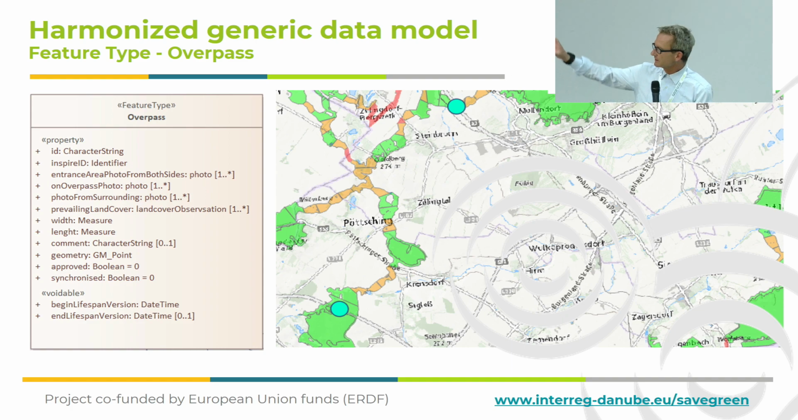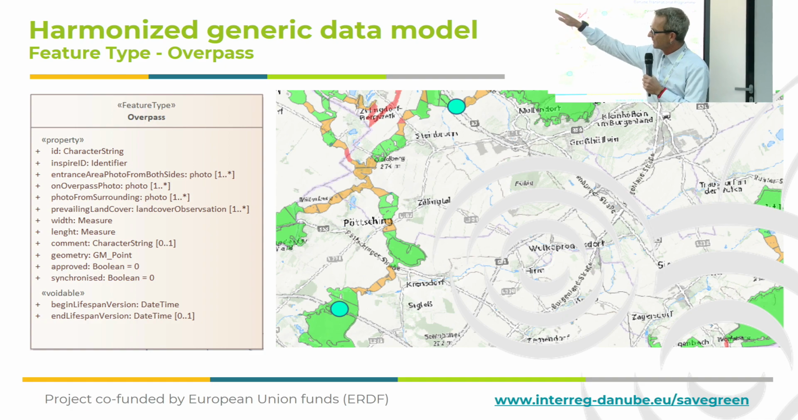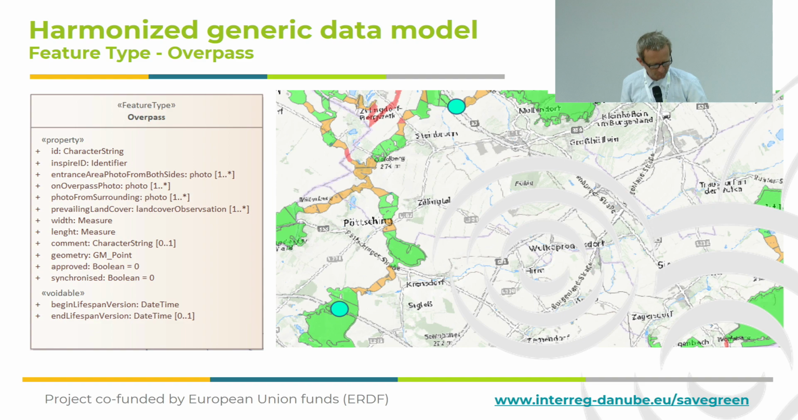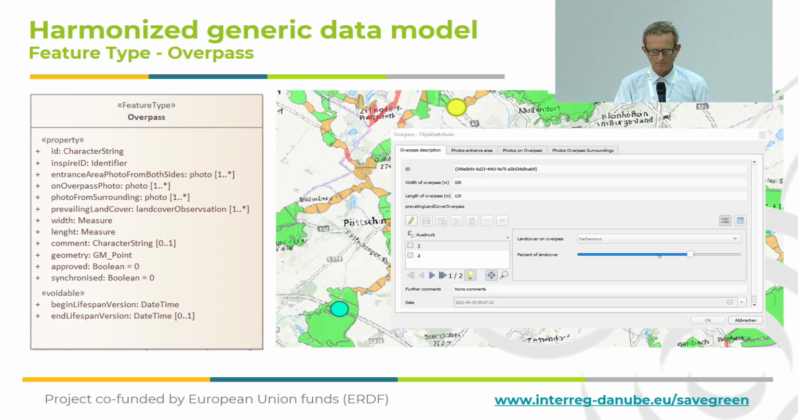For the overpass, we call this the feature type, and here we have the feature properties, which are all the properties mapped in the field. So we have a photo from both entrance areas, a photo on the overpass, a photo of the surroundings of the overpass, the land cover on the overpass, and the measurements width and length. You have the possibility to add some comments, and the geometry is a point geometry, which is the centroid point of this overpass.